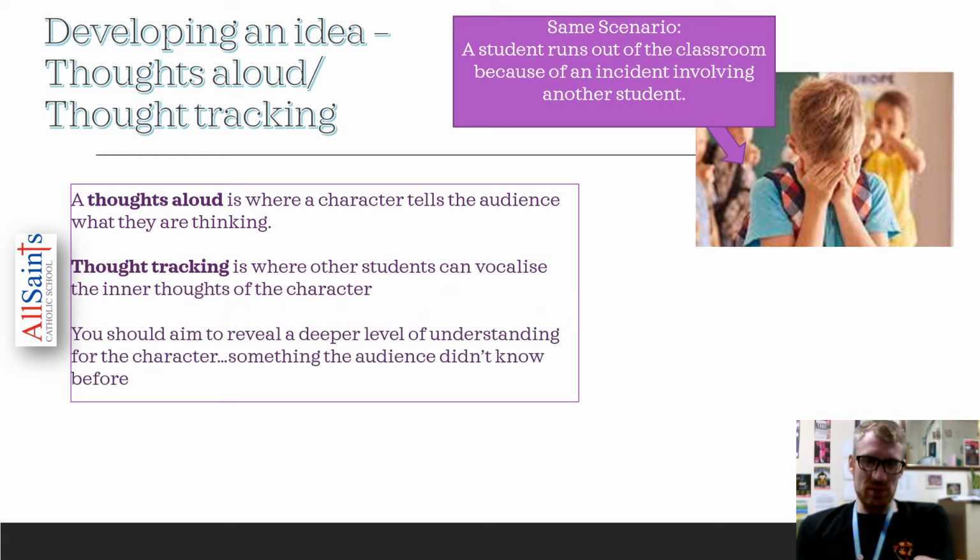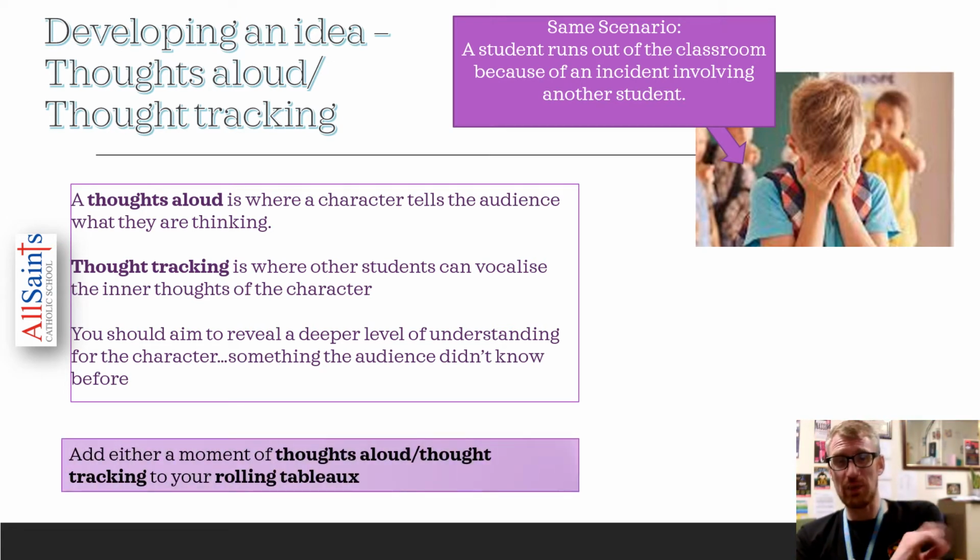And when you do a thoughts aloud, you should be aiming to reveal a deeper level of understanding for the character, something the audience didn't know before. So you're trying to go a little bit deeper. You could just say, I feel so sad, but we can kind of see that he looks sad. So by aiming to reveal something a little bit deeper, it might be, I've moved schools 3 times now, and it's happening again, or something. So we now have a bit of extra information we didn't have before about the fact that this child has been moved on a number of times.